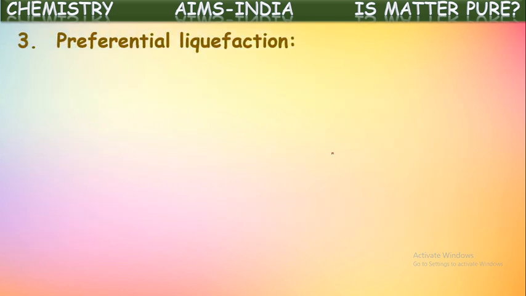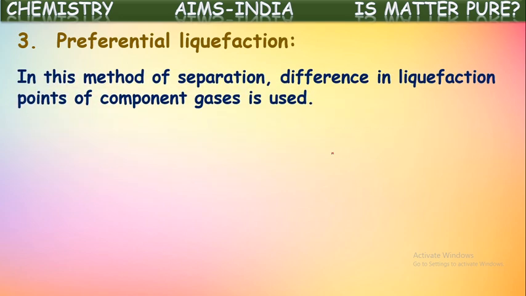Next technique, preferential liquefaction. In this method of separation, the difference in liquefaction points of component gases is used. Liquefaction point means what? Liquefaction means conversion of gas into liquid. So generally, all the gases on cooling convert into liquid state.